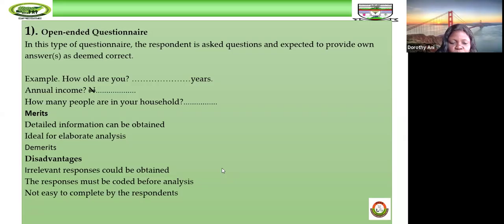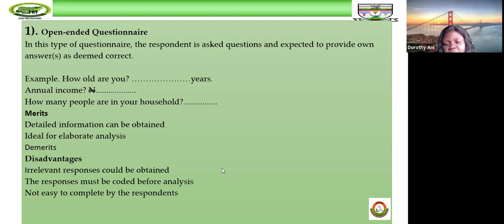So it is open-ended in the sense that you are leaving the respondent to give you the raw figure. You are not the one to dictate for the respondent that it is 20 to 30 years, 30 to 40 years, 50 to 60 years, and all that.